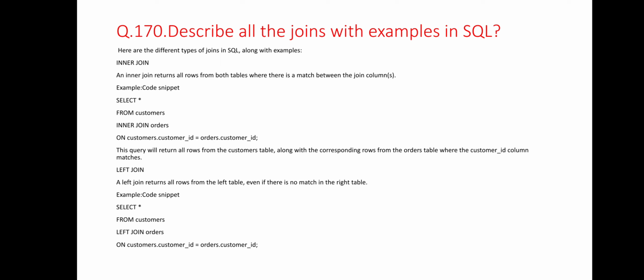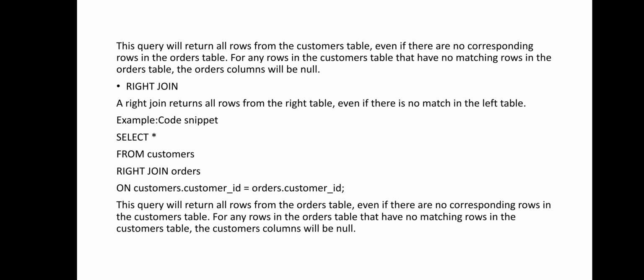Left join. A left join returns all the rows from the left table even if there is no match in the right table. Example: SELECT * FROM customers LEFT JOIN orders ON customers.customerID = orders.customerID. This query will return all rows from the customers table even if there are no corresponding rows in the orders table.